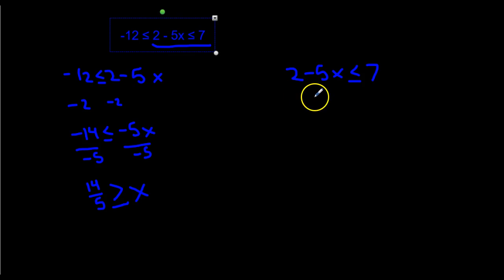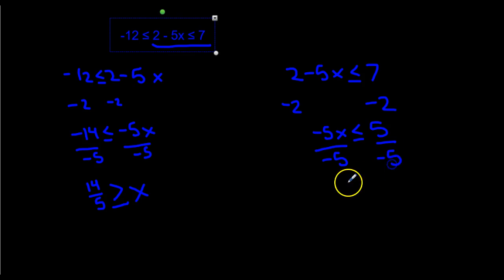Over here, it looks like we'll want to subtract 2 as well. And we get -5x is less than or equal to 5. We'll divide by -5. And we get x on this side, and we get -1 on this side. And remember, we have to flip this sign since we divided or multiplied by a negative number. So it's now going to be this sign.